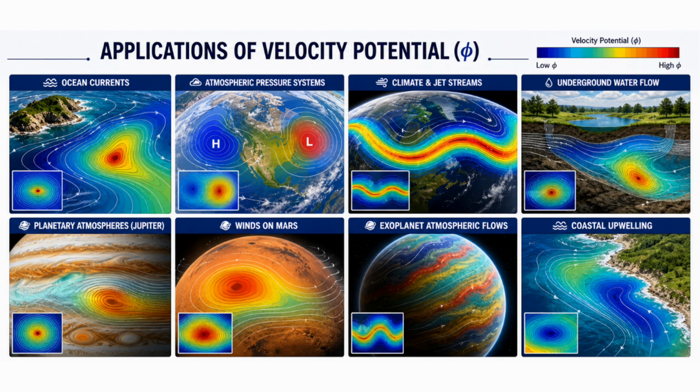The same concept applies to planetary atmospheres such as Jupiter and wind patterns on Mars. It is also useful in studying atmospheric flows on exoplanets. In coastal regions, it helps analyze phenomena like upwelling. Thus, velocity potential provides a simplified and powerful way to understand and predict fluid motion across different natural systems.